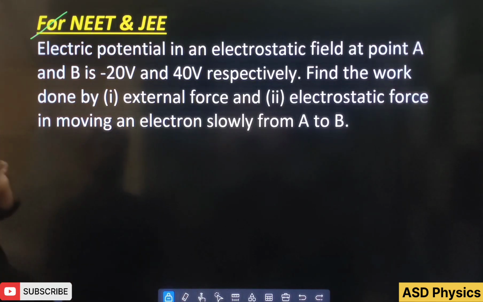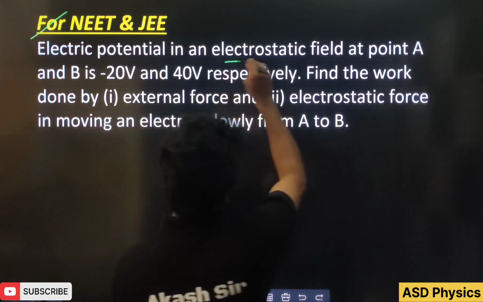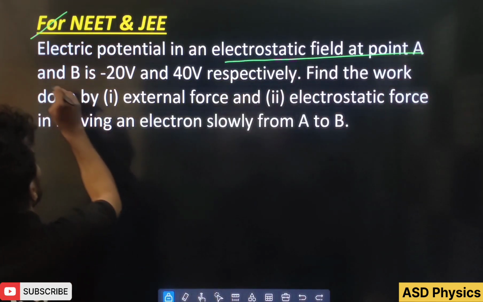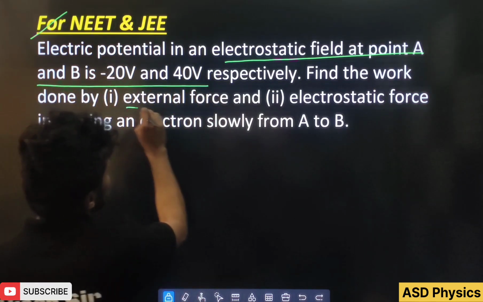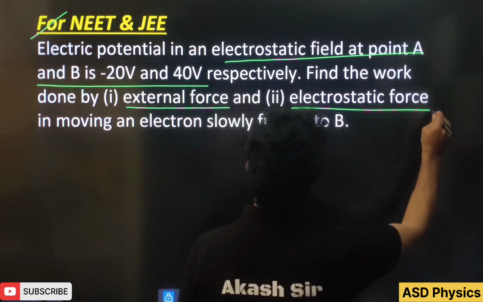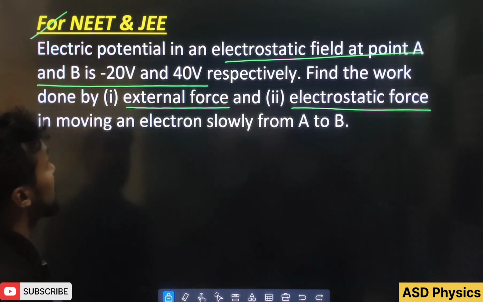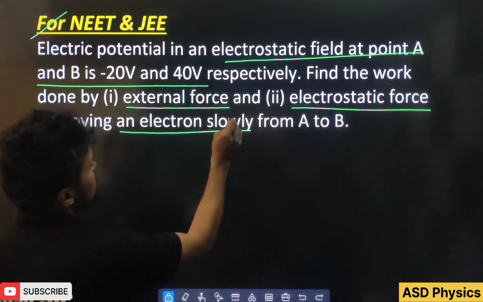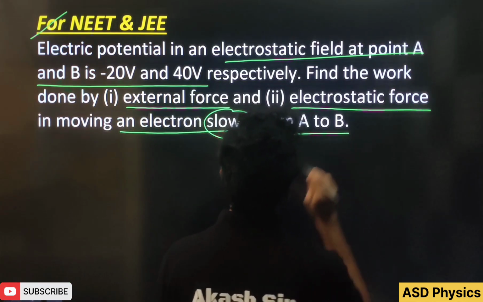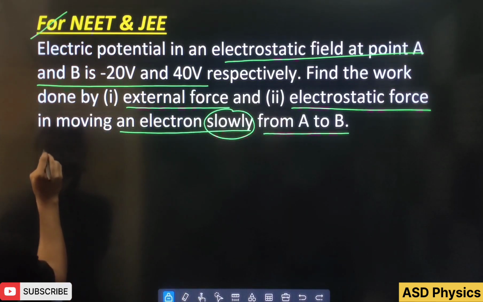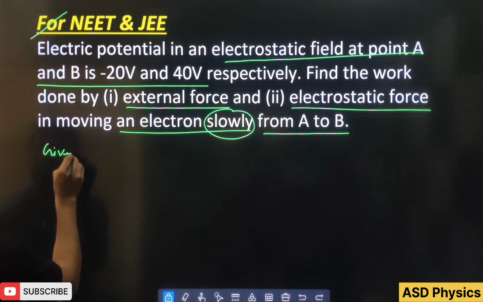So see, please. Electric potential in an electrostatic field at point A and B is given by this one. Find the work done by external force and electrostatic force in moving an electron slowly. Slowly keyword means kinetic energy constant. From where to where? From point A to B. So first we'll see the question here, in the question, whatever is the given data.